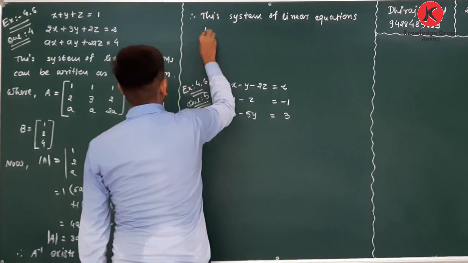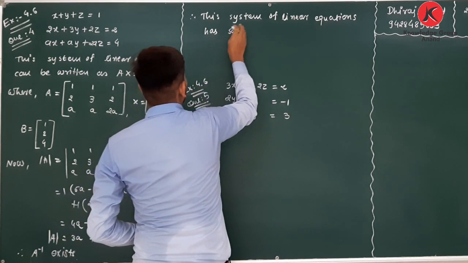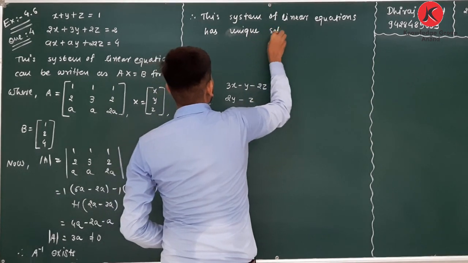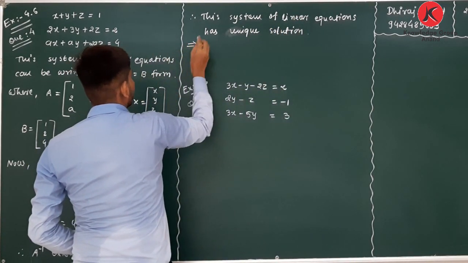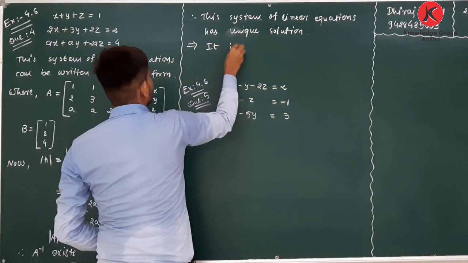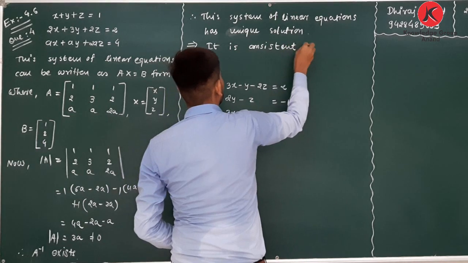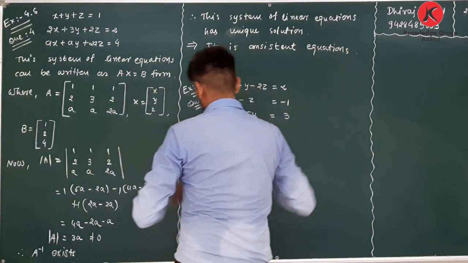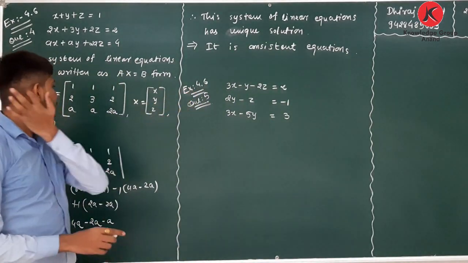A inverse exists, which means the system has a unique solution. Therefore we can say that this system of equations is consistent. It is consistent equations. Clear? Now the next question, exercise 4.6 question number 5.